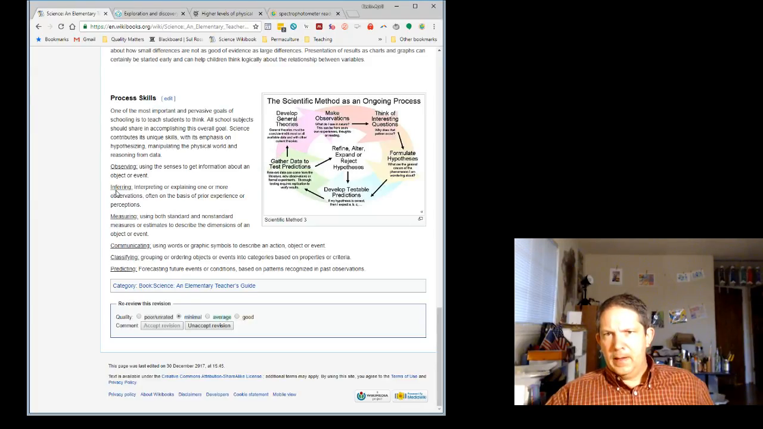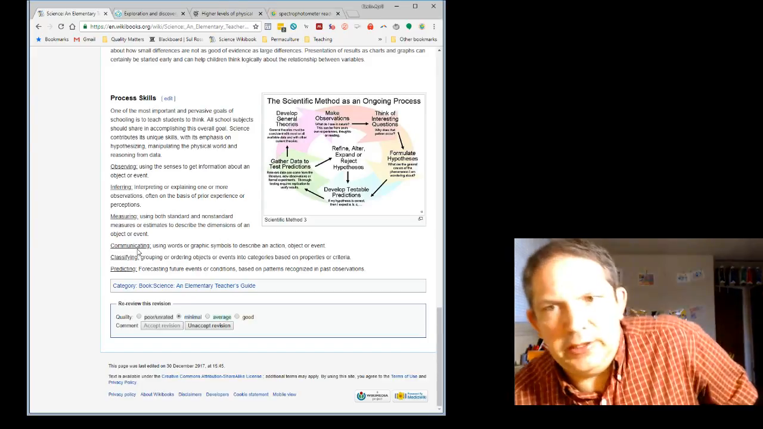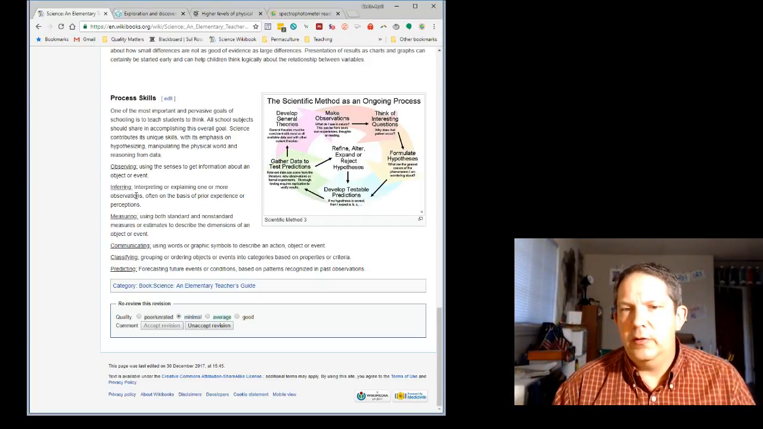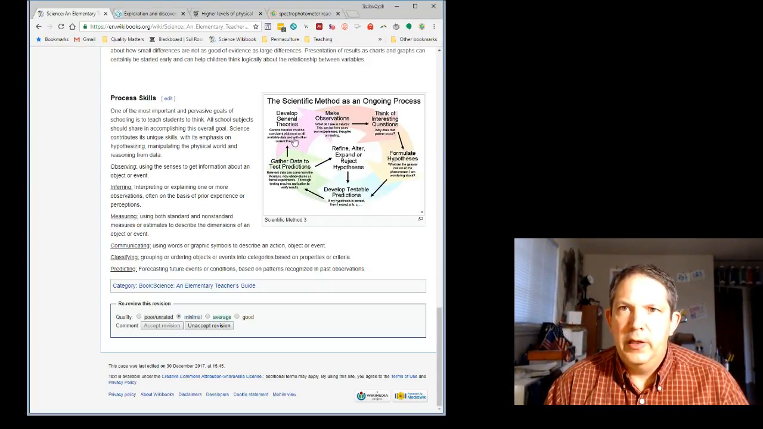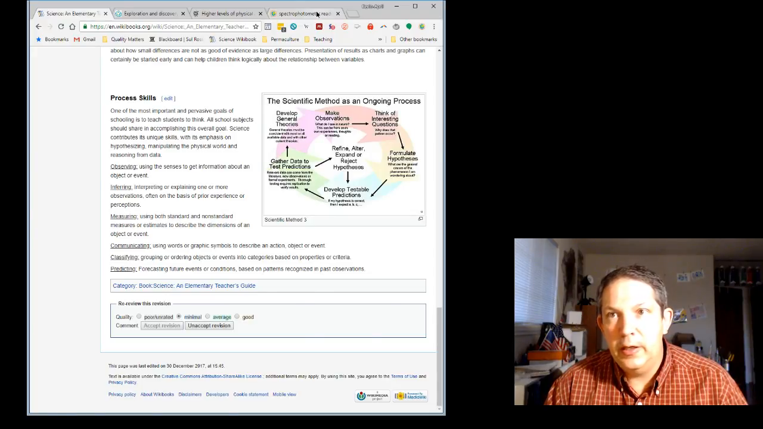Inferring, you know, interpreting or explaining one or more observations, often on the basis of prior experience or perceptions. Making predictions based on things is a good skill for science as well. Communicating is where you're showing your data, giving a presentation, writing something, and of course it's going to be variable. Having the kids stand up and do a little video or a presentation. All sorts of ways to present.